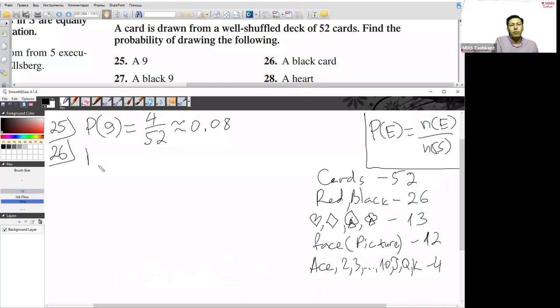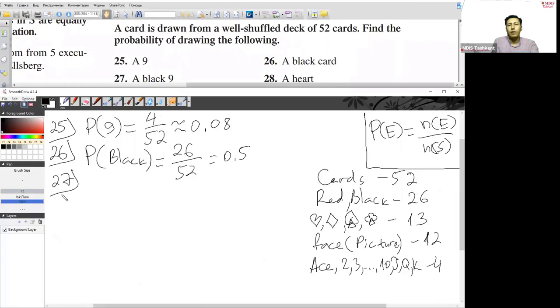Number 26, probability of getting a black card. How many blacks? No need to list them. So how many blacks do we have? We have 26 black cards. So 26 out of 52, which is 0.5.